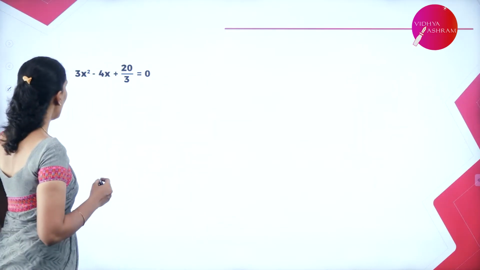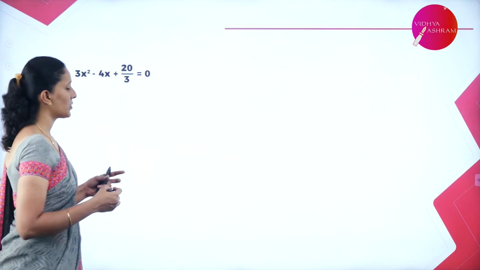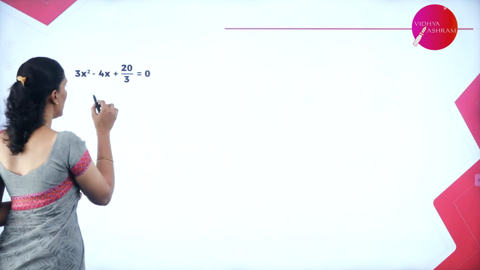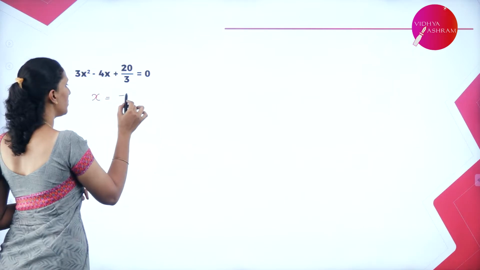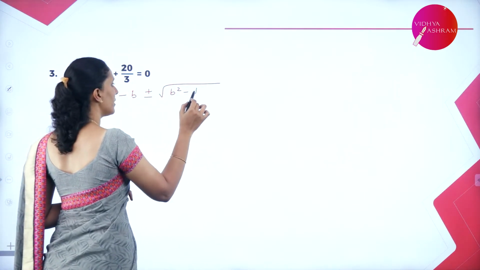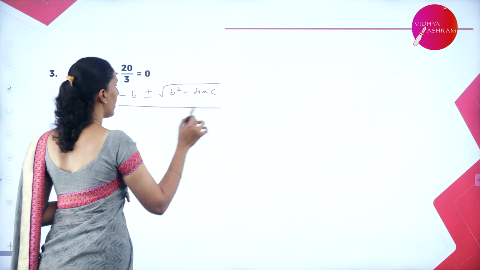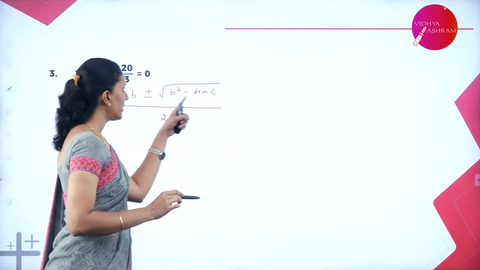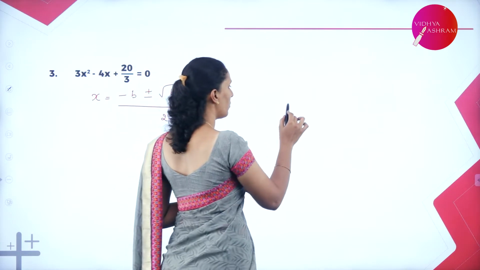Next question. We have 3x square minus 4x plus 20 by 3 is equal to 0. Let's write the formula. x is equal to minus b plus or minus square root of b square minus 4ac divided by 2a. Let's solve the discriminant, b square minus 4ac.